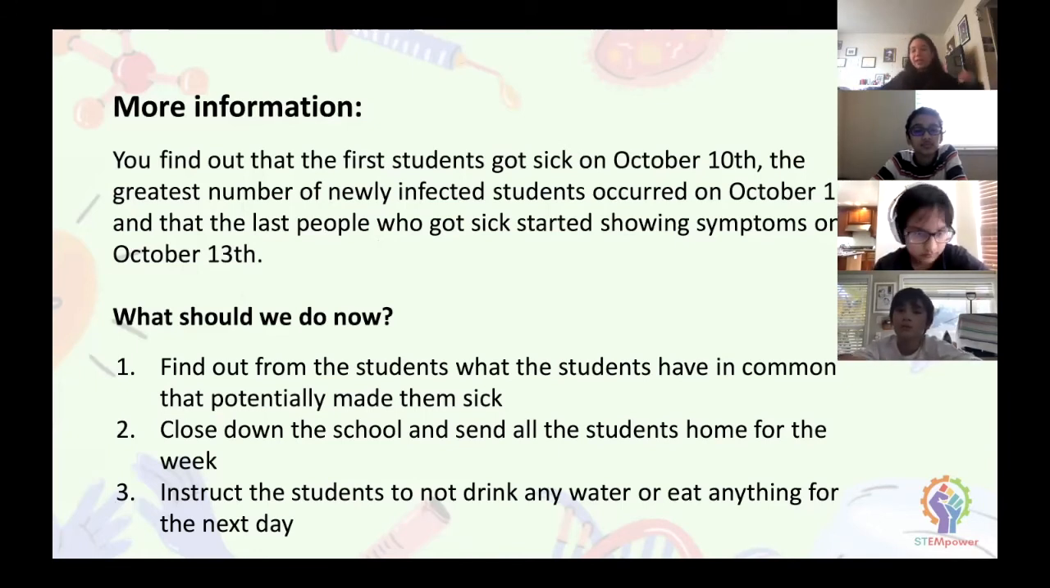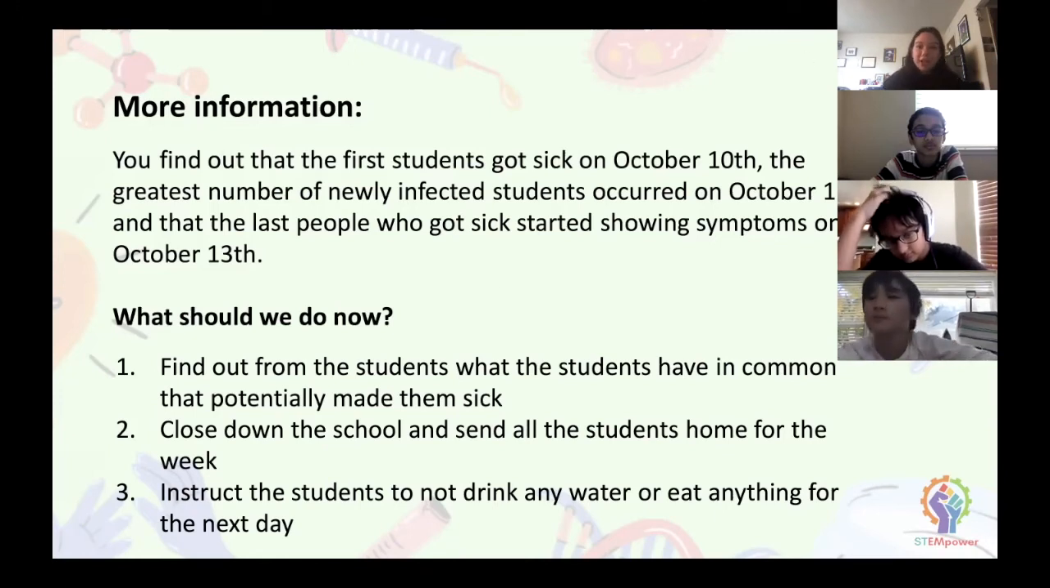So what are we going to do now? Well, number one, we can find out from the students what they have in common that potentially made them sick. We could close down school and send all the students home for the week. We could instruct the students to not drink any water or eat anything for the next day. So, which one do you guys think it is? Put your answer in chat.